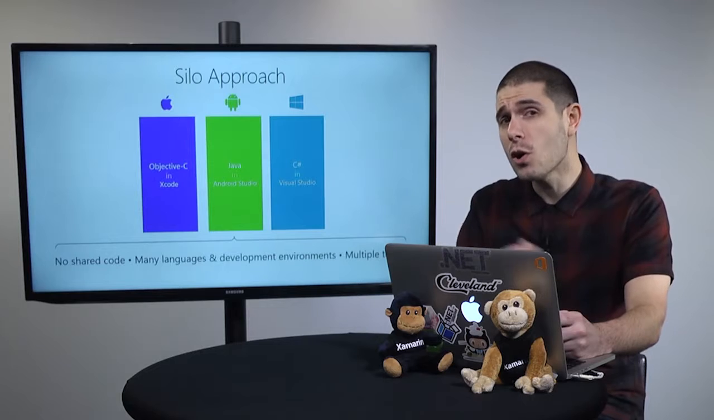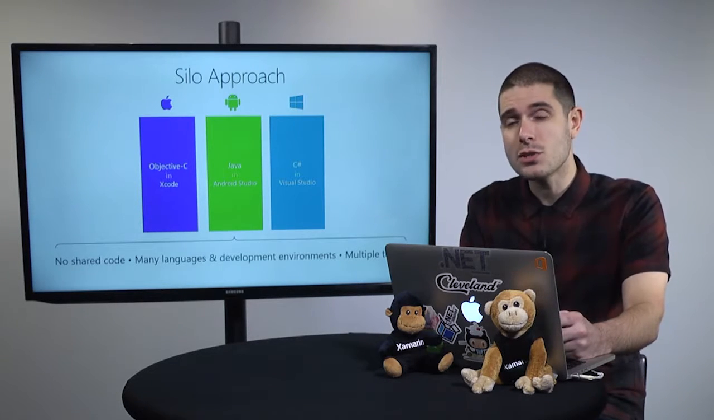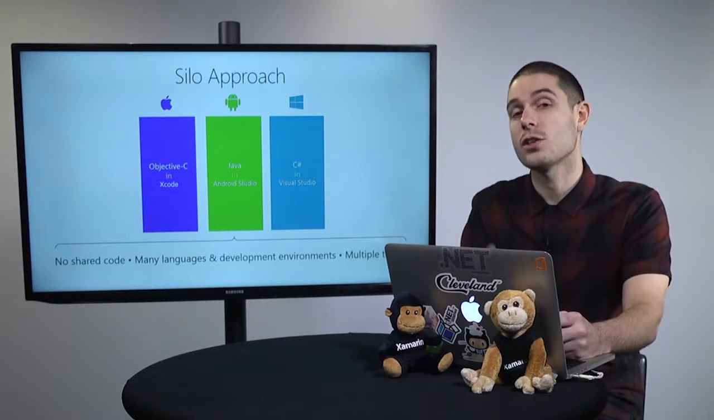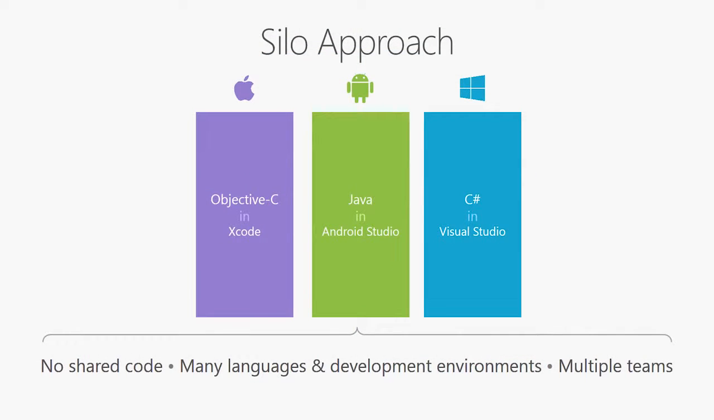Well, you could go with a traditional kind of silo approach here, which essentially is building 3 applications 3 times, 3 different languages, 3 different IDEs, multiple teams. So you're using Objective-C or Swift and Xcode to build a native iOS app, Java with Android Studio, or Eclipse if you have to, and then of course C# for your Windows applications inside of Visual Studio.